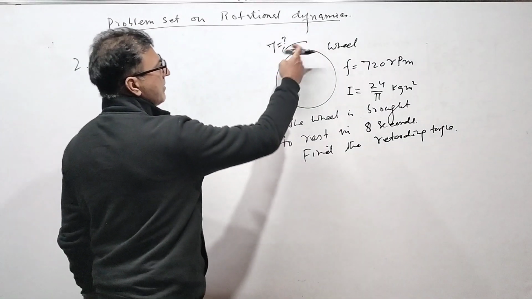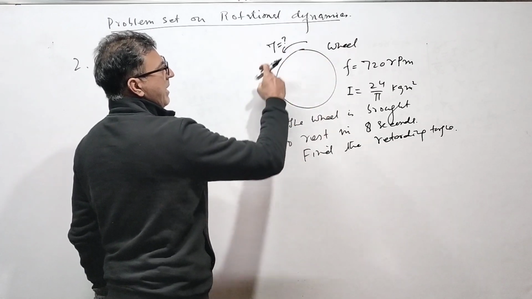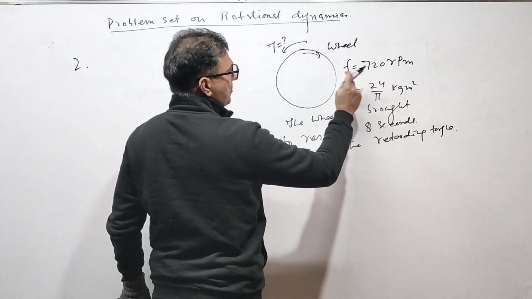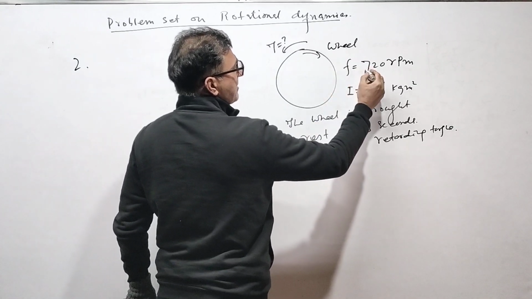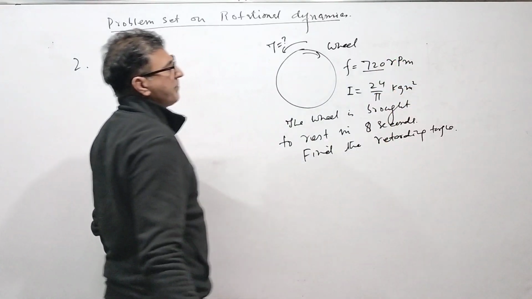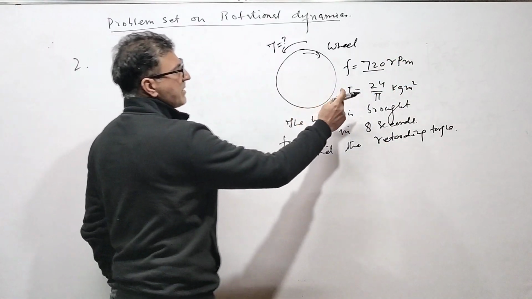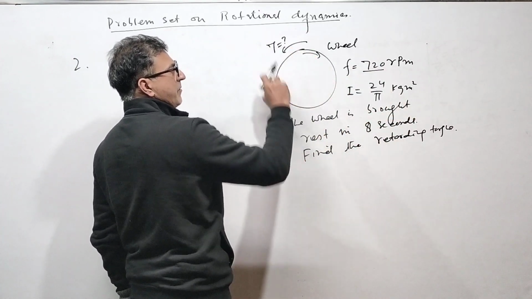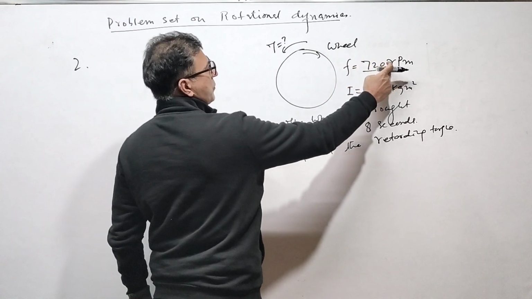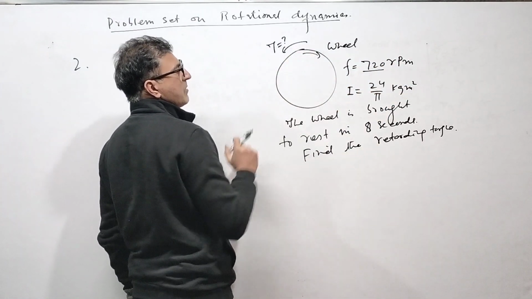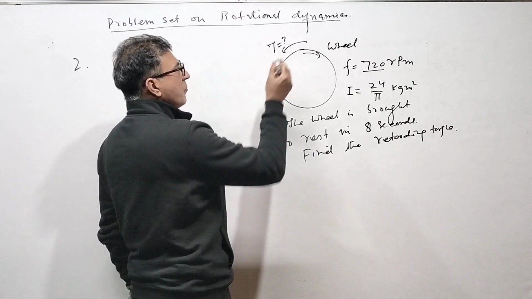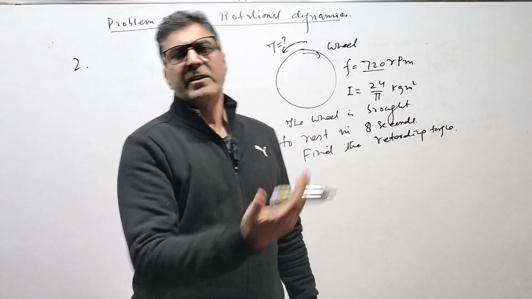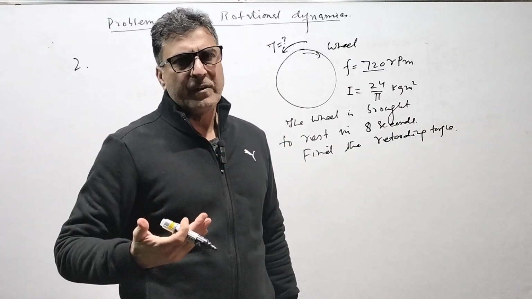The problem is this: a wheel. This is a wheel, and it is rotating with frequency, not angular frequency, just frequency, 720 revolutions per minute. Its moment of inertia is given to be 24 by pi kg meter square. It is already rotating with frequency 720 revolutions per minute. In 1 minute it makes 720 revolutions. We are applying a retarding torque. Retarding torque means which will decrease its angular frequency, or which will decrease its frequency.